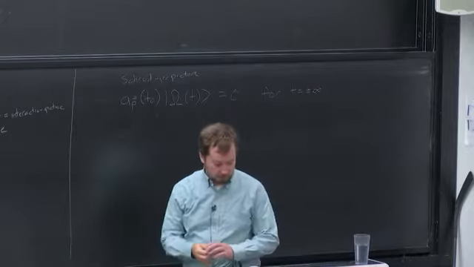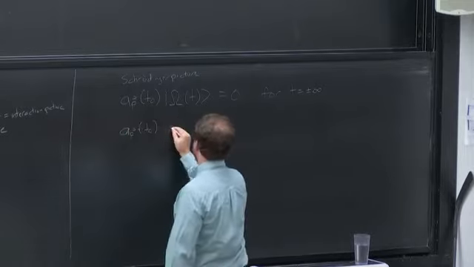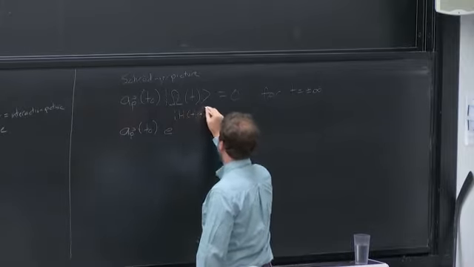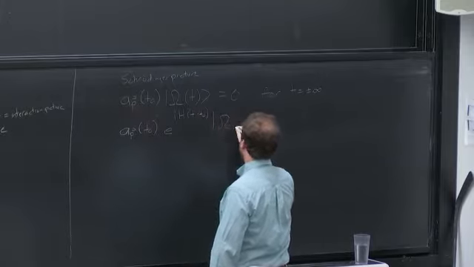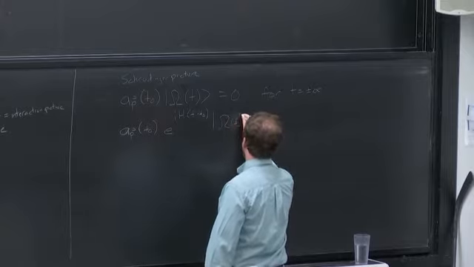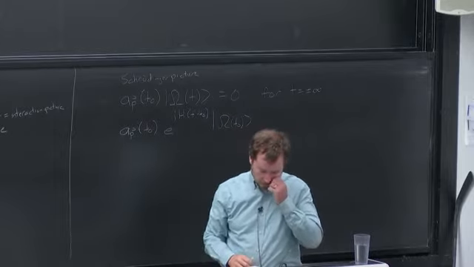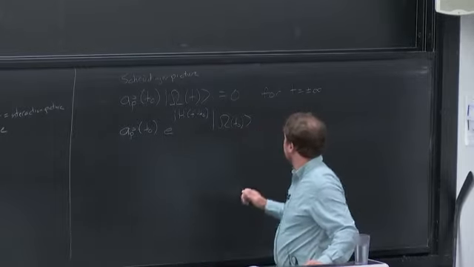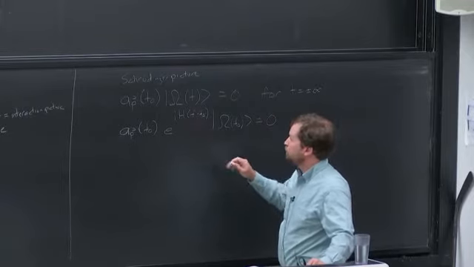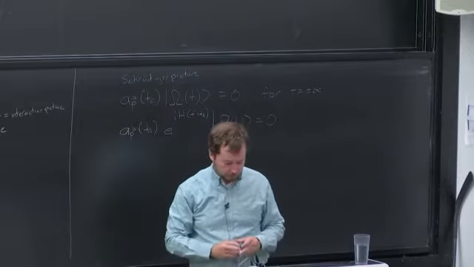We can also write this as a_p at t naught, e to the iH(t minus t naught), times omega of t naught. And this is 0. So that's what we know. That's basically what we assumed in the LSZ reduction formula.